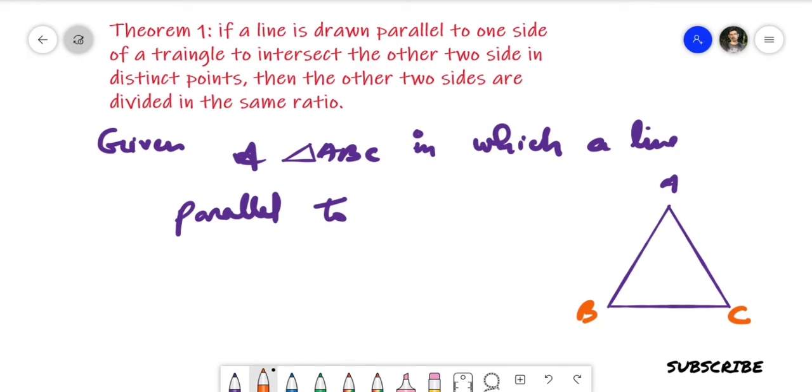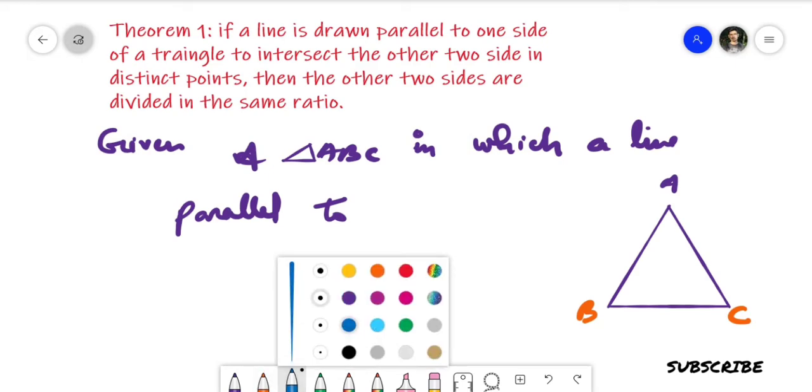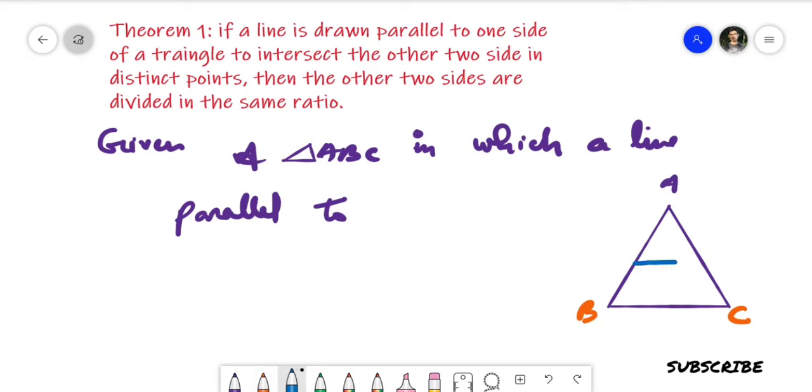Now it says that a line intersects the other two sides in distinct points. This is the intersecting line. So let us give some names also. This is D and this is your E. This is D. I hope you can see D.